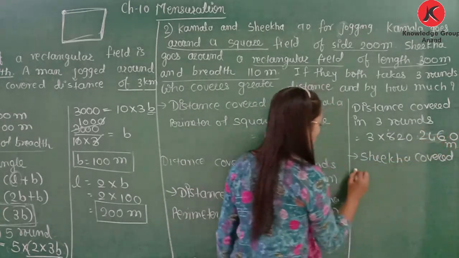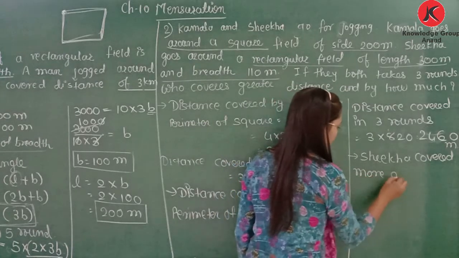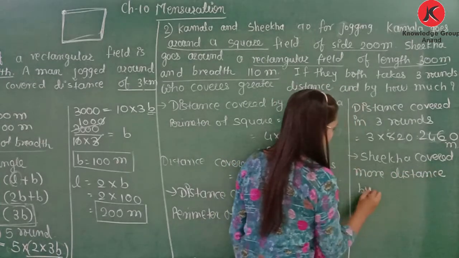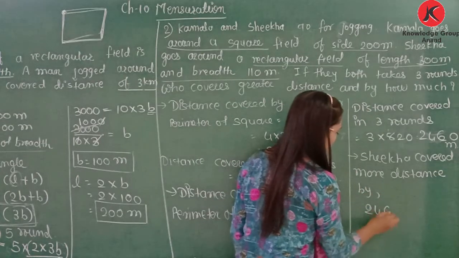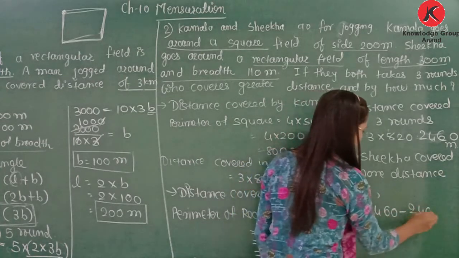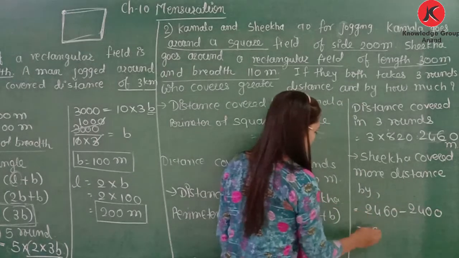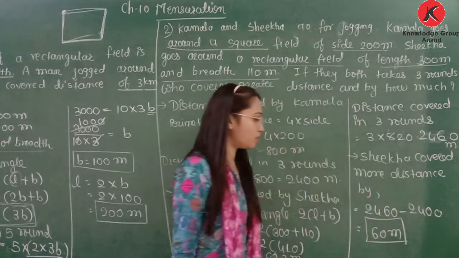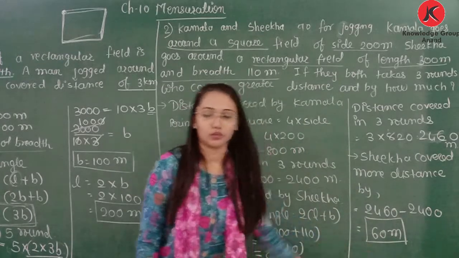So Shikha covers more distance by 2460 minus 2400. So that is 60 meters. So Shikha covers more distance of 60 meters.